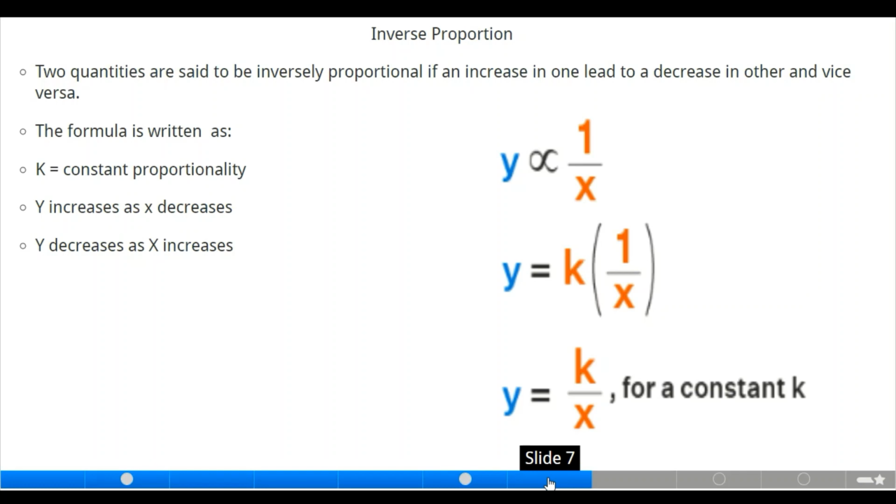And we still have our constant of proportionality, which is represented as k. Now we have y varies inversely as what? 1 over x. That's the inverse value of x. So the proportionality sign changes to k, and k multiplied by 1 will give us k. That way we have y equals k over x.